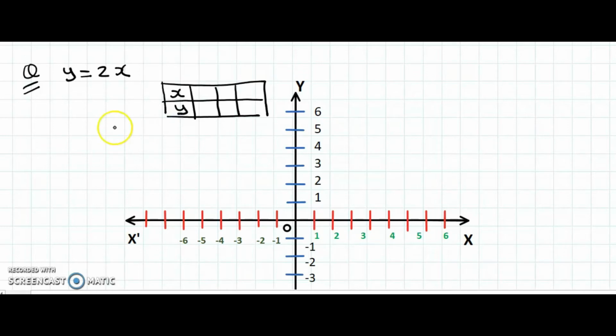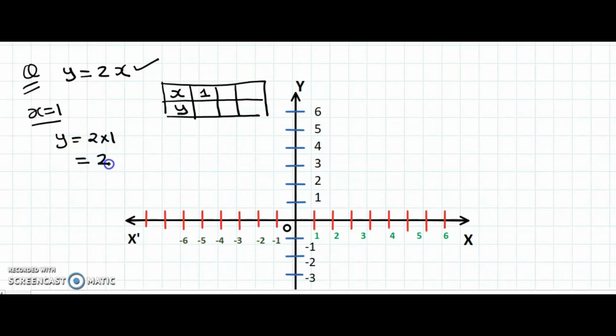So let us start taking some values of x. Let us take first of all x is equal to 1. We are going to substitute x is equal to 1 in our given equation. So here I am writing 1, and now I am substituting and finding the value of y. So y is equal to how much? That is 2 into 1, and it's very easy.